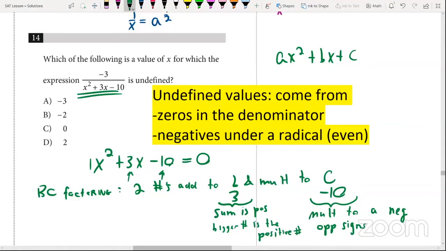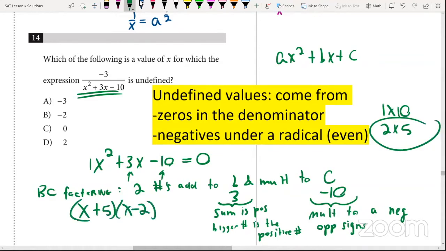So, okay, we have two numbers with opposite signs. The bigger looking one is the positive one. What are the factors of 10 anyway? 1 times 10, 2 times 5. So I need one pair of these numbers with opposite signs, and the bigger one is the positive one, and they need to add to 3 and multiply to negative 10. So that's these numbers right here. It would be 5 and negative 2. X plus 5, x minus 2 equals 0.